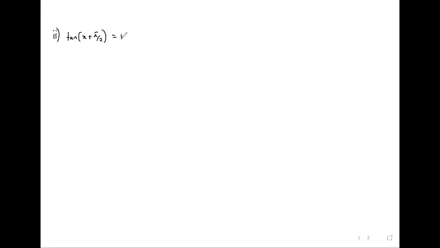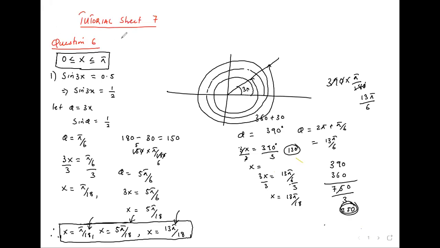Yes, sir. In that case, if you had no 3 in front of x, you would have just presented the answers in the first quadrant, like pi over 6 and 5 pi over 6. If we never added the 3, right? Exactly. Okay. Thank you.